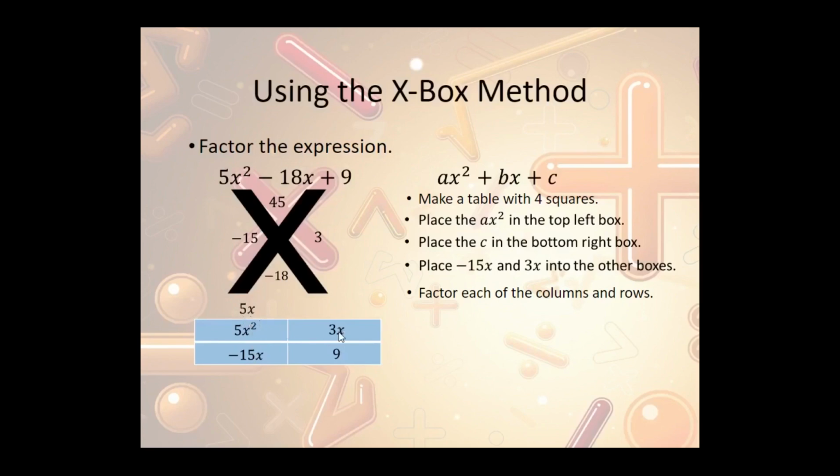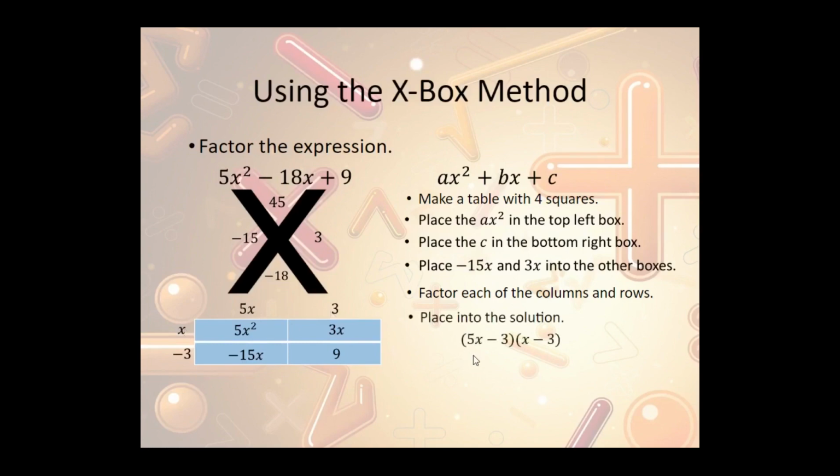Then we'll do this one, 3x and 9. Well, 3 is in common between those two, so we'll put a 3 at the top. Then we go crossways. So we have 5x squared and 3x. Well, the only thing in common there is an x. And then 15x and 9. Well, we have a 3 in common there. So now we have 5x and 3 and x and 3. And now we just place it into our solution.